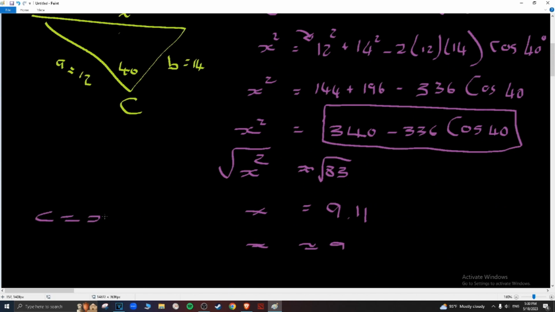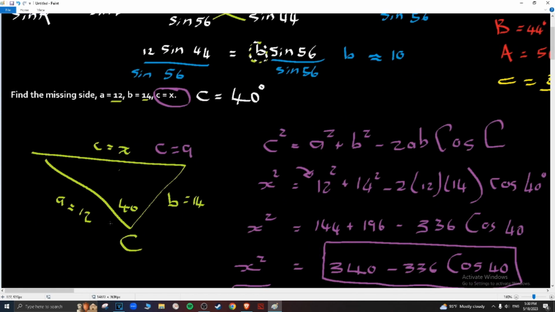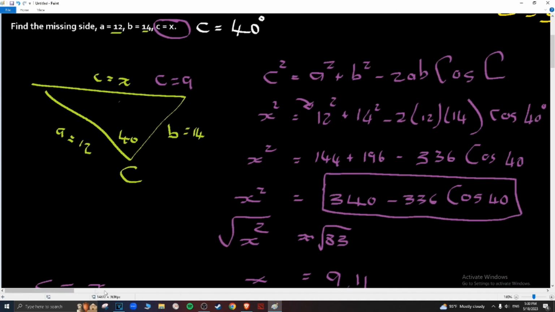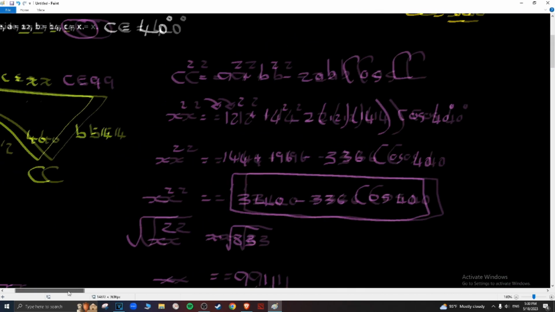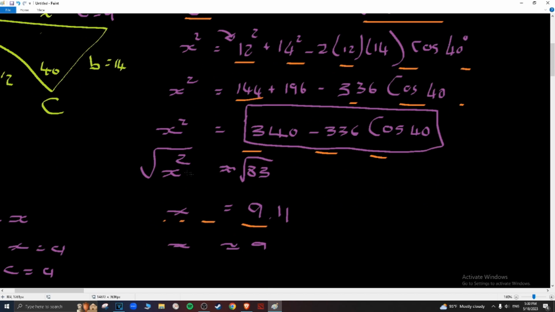If c is equal to x and x is equal to 9, then c is equal to 9. So how do we find c? Well, we use the law of cosine because we have two sides and one angle. And then we do a quick revision. We write our formula, and the value we want, we put in front. So if I wanted a, I put a squared with cosine A. If I wanted b, I put b squared with cosine B. But because I wanted c squared, I use cosine C. And then we just do a little bit of algebra and solve for x with the square root.